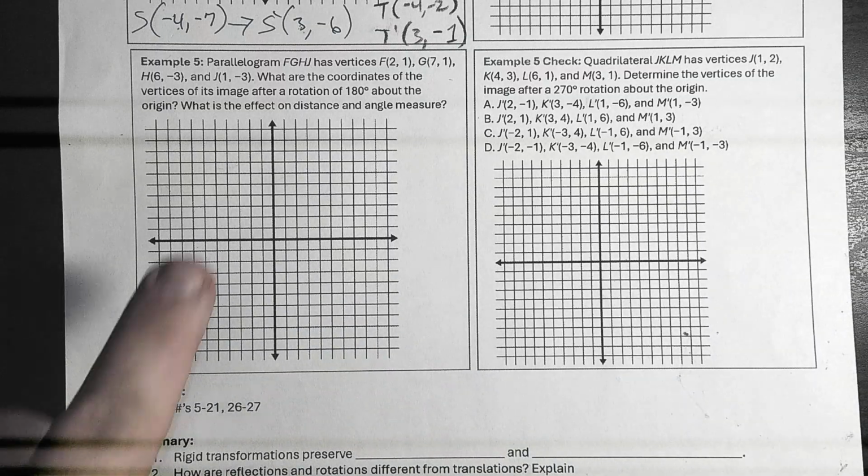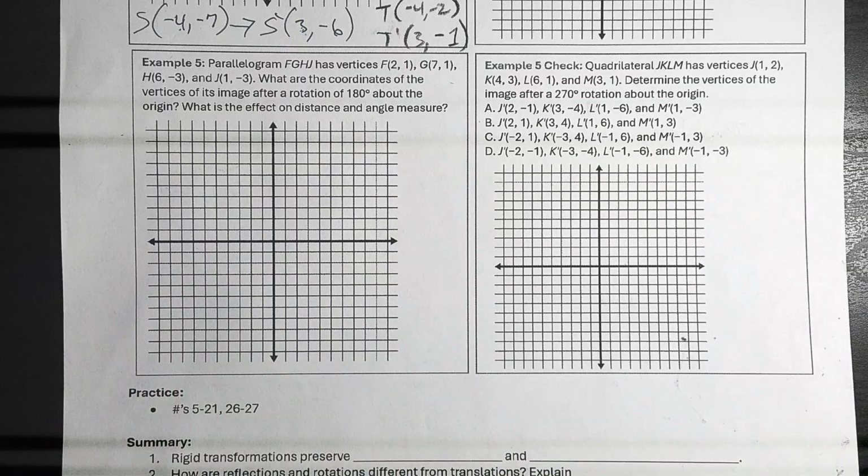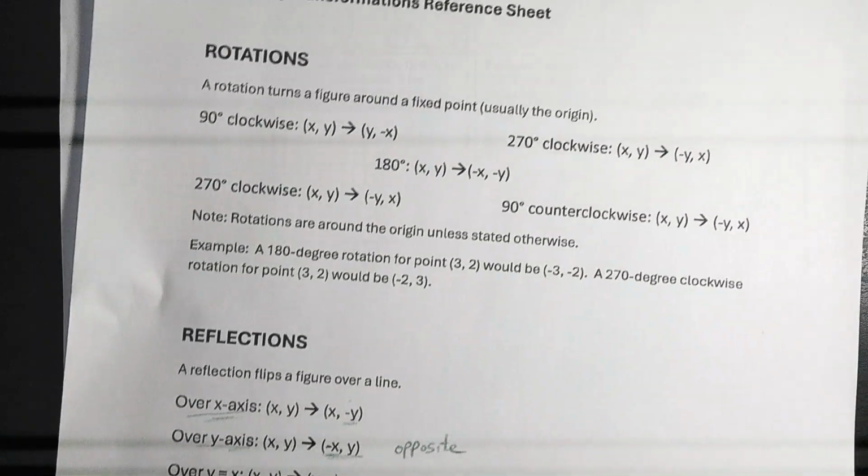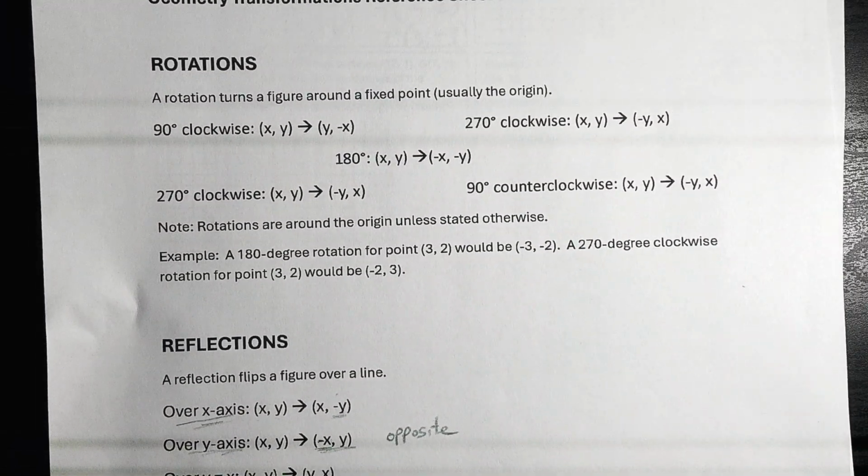All right, so last one, we're doing rotations. So quickly look, rotations up here at the top. A rotation turns a figure about a fixed point, usually the origin. For now, it'll be the origin, so rotations are around the origin unless otherwise stated. Later on, that'll be different, but for now, this is what we're doing.